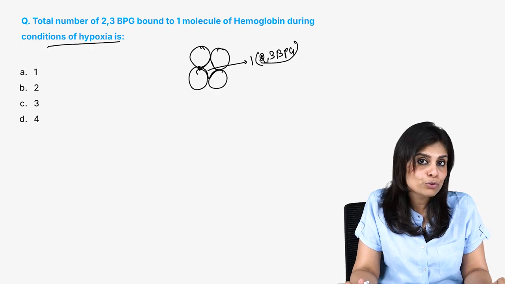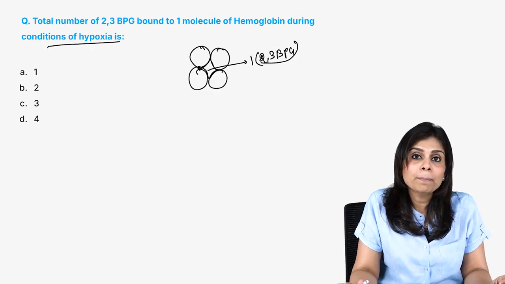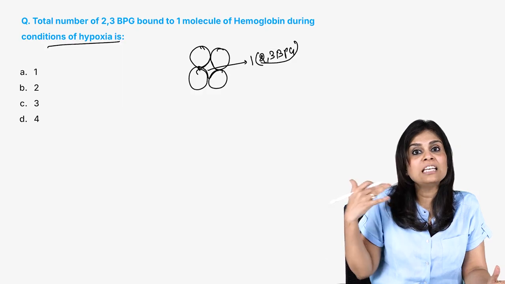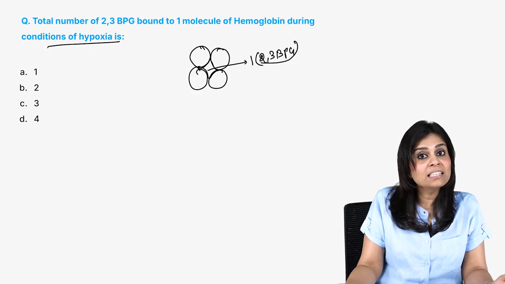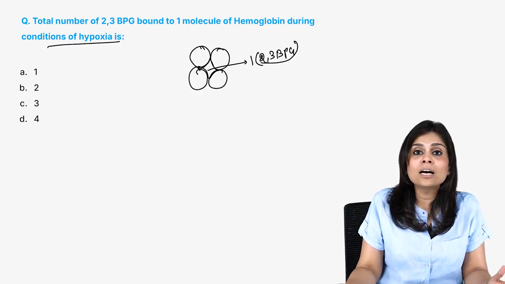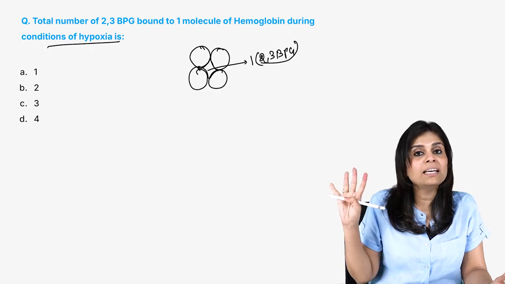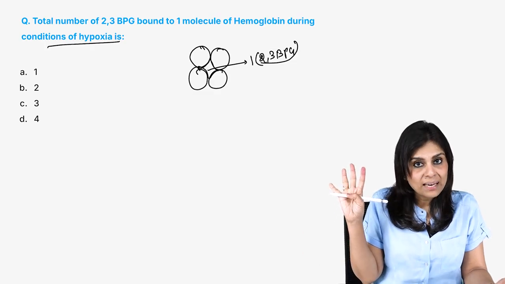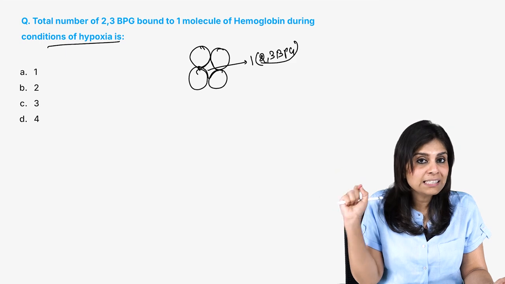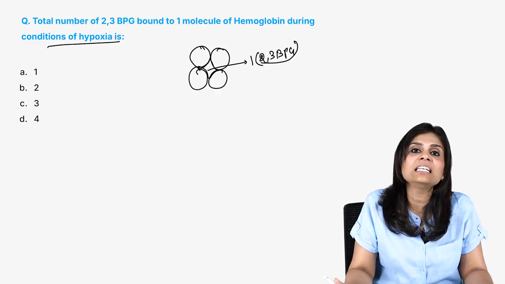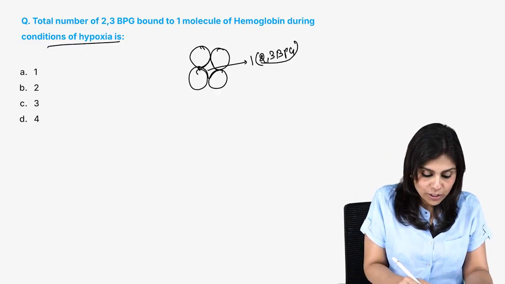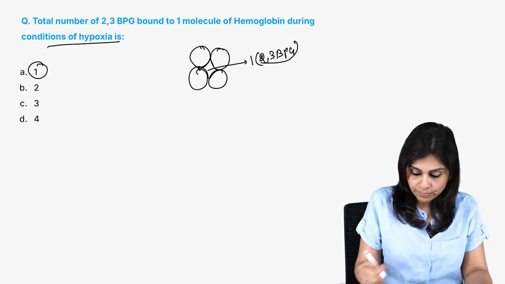They might try to confuse you, right? So the moment you see hypoxia, you will think, okay, there should be deoxygenation, let me allow more 2,3-BPG to bind. I know that there is a tetramer, which is hemoglobin, so let me answer it as 4. Right? That's what we tend to think. But please remember, it binds to the central cavity. There is only one central cavity in a hemoglobin molecule. So it is always 1.